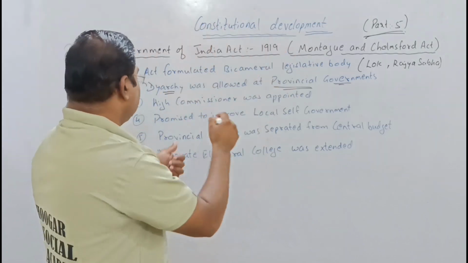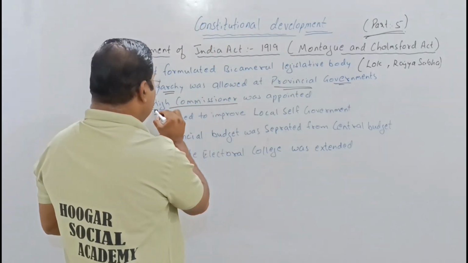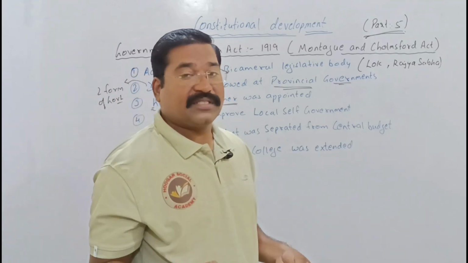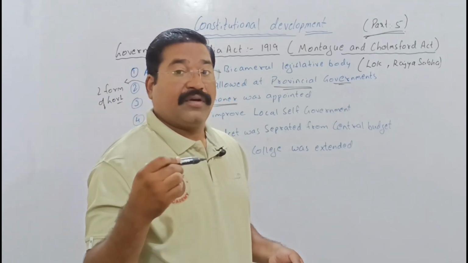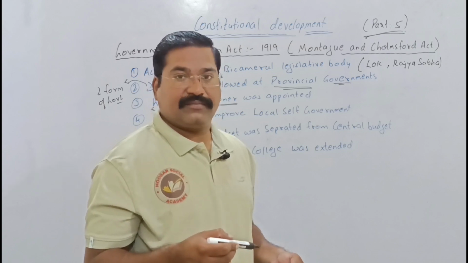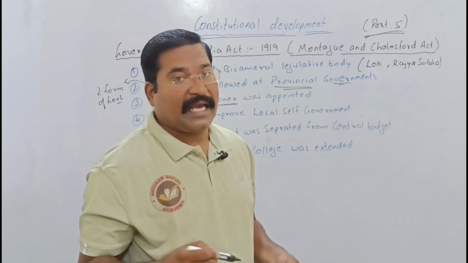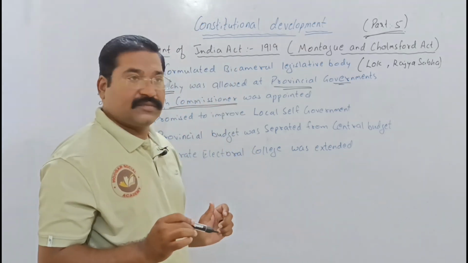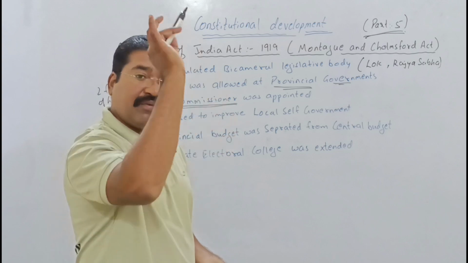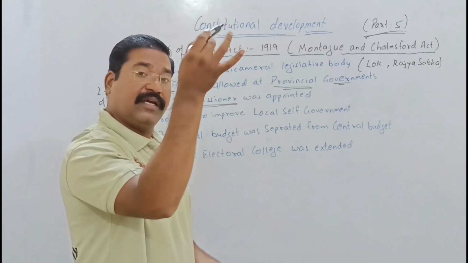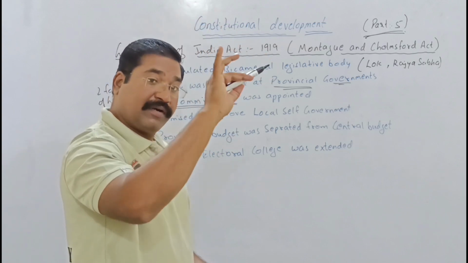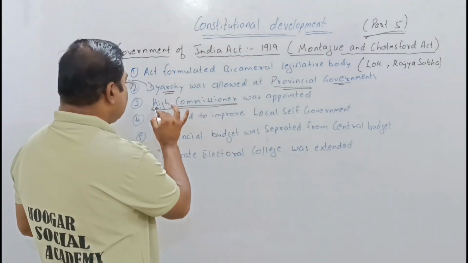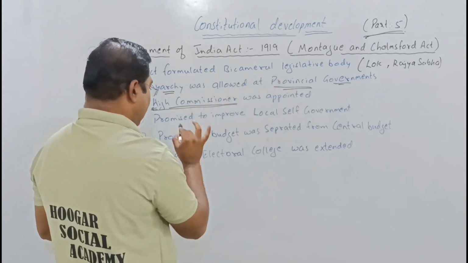Now one more new post has been appointed. This new post is called the High Commissioner. If you remember in my previous class: Commander in Chief, Secretary of State for India. Now High Commissioner. Viceroy, as usual, is there. Viceroy was called the Governor General of India. But one more new person has been added. High Commissioner has been appointed.